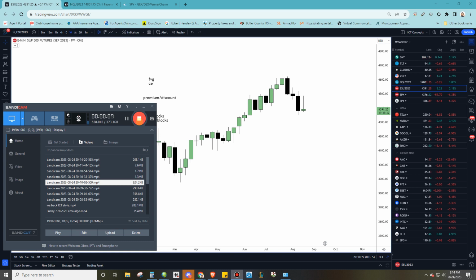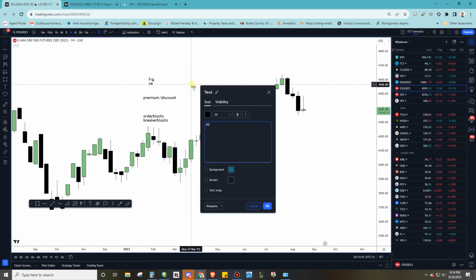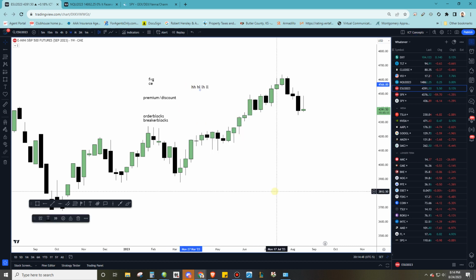Do I know what I'm doing with ICT? Not particularly. Well, I do know how to read price action, for one. I know about higher highs, higher lows, lower highs, lower lows, and that's sort of the basis. Those are the basics behind the ICT strategy.